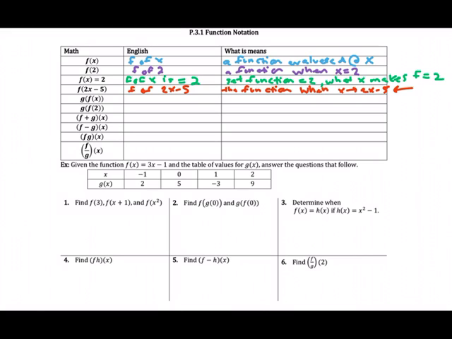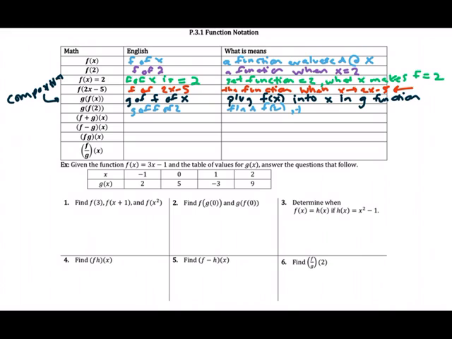The next one, g of f of x. This is a composition of functions. What that means is that you're going to evaluate the outside function at the inside function. So you're going to take g and plug whatever f of x is into g. Similarly, the next one, g of f of 2, you're going to find f of 2, meaning plug x equals 2 into f, simplify that down to be something, then plug that into g.